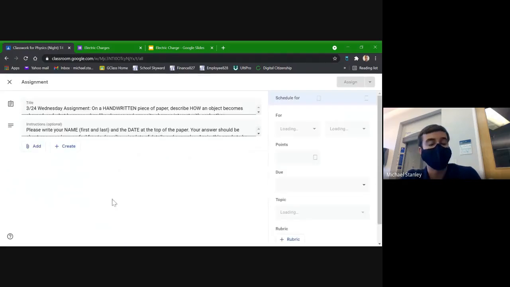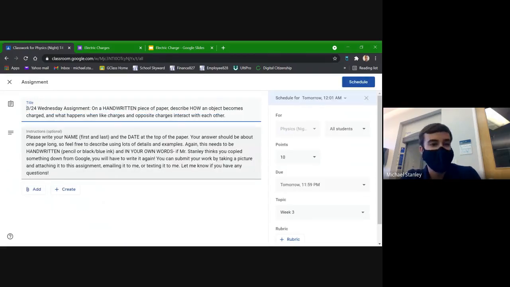And so you have to turn in your writing assignment homeworks on a handwritten sheet of paper. For example, for tomorrow's assignment, I want you to handwrite on a piece of paper and put in your own words some parts of the notes that we talked about today. Specifically, how an object becomes charged. What happens that causes an object to become positively or negatively charged? And what happens when you have different types of charges that interact with each other? Either the same charge or different charges, what happens when they get close to each other?